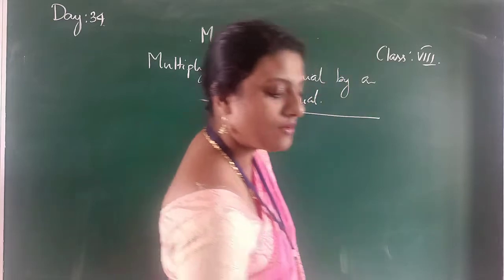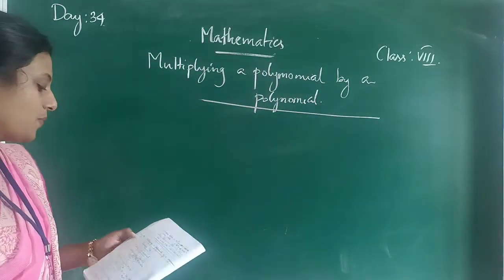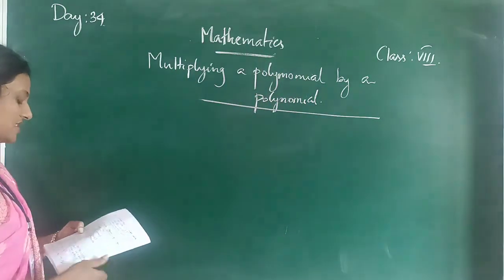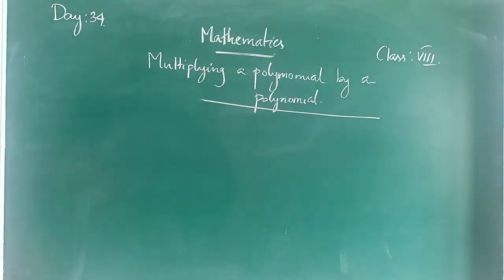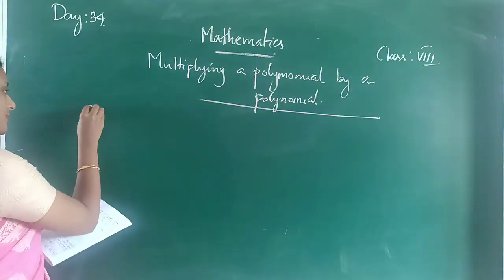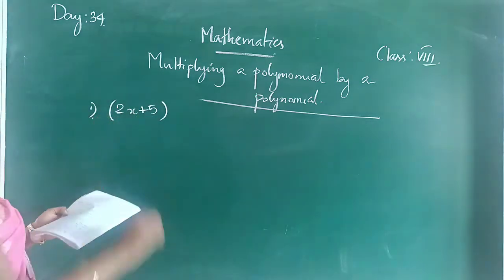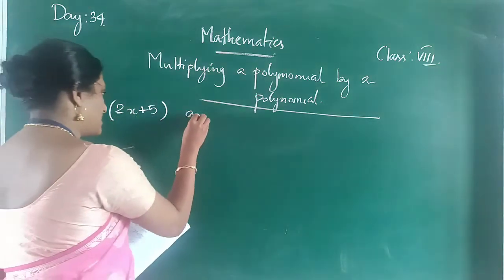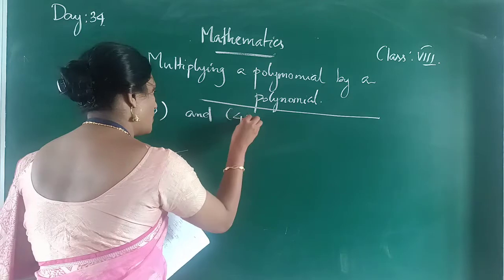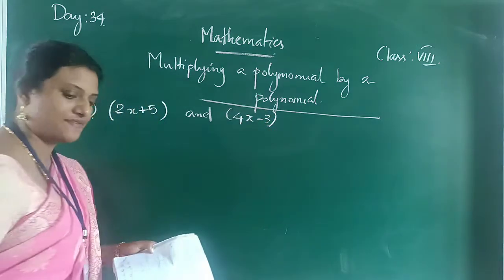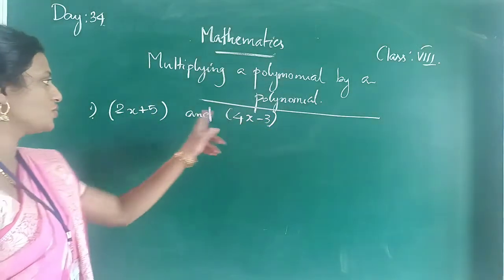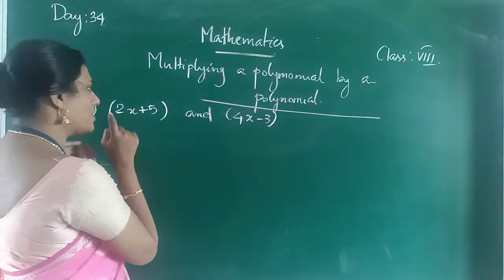Your exercise 9.4. Your first section, that is multiply the binomials. First question, 2x plus 5 and 4x minus 3. You have to multiply these two polynomials or binomials.